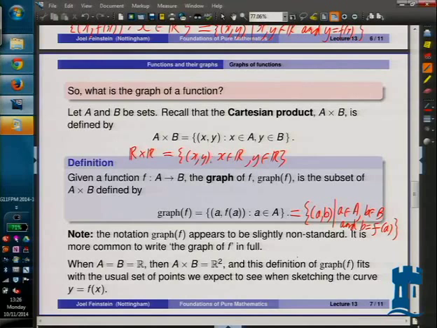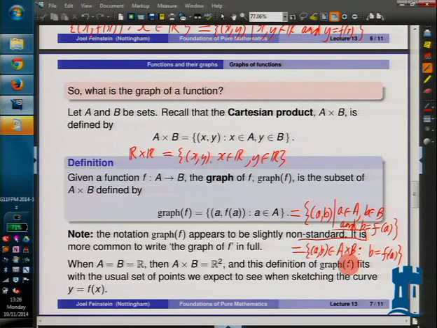So I could also write that another way. It's the same as those (a, b) in A cross B such that b equals f of a. It means you get some, but usually not all, in fact hardly ever all, of the elements of A cross B, because the second coordinate must be equal to the function evaluated at the first coordinate.